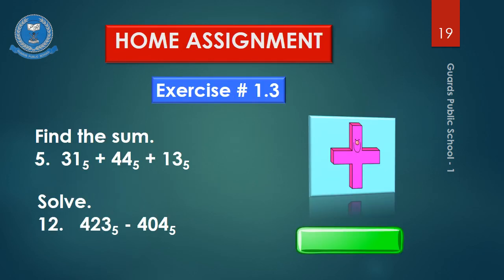Home assignment from exercise number 1.3, find the sum, and question number 5 is 3 1 with base 5 plus 4 4 with base 5 plus 1 3 with base 5. Next question is to solve, and question number 12 is 4 2 3 with base 5 minus 4 0 4 with base 5.